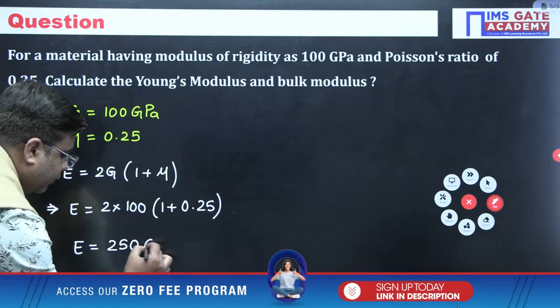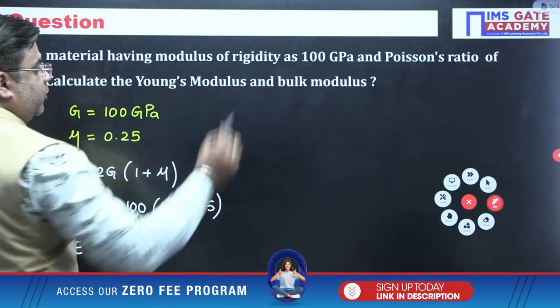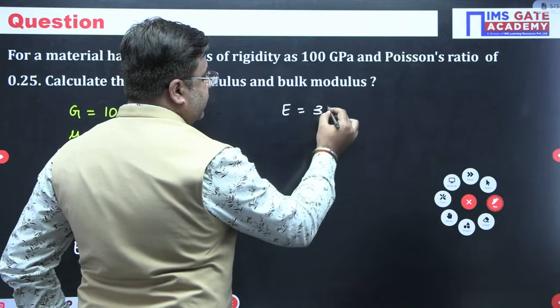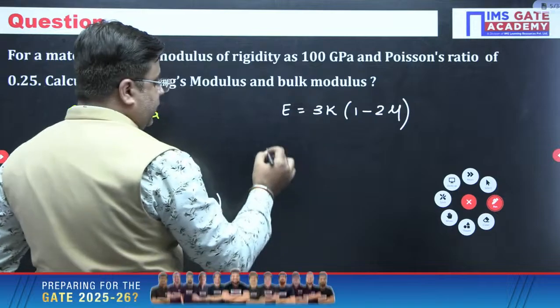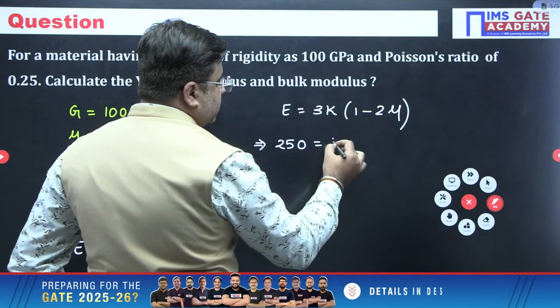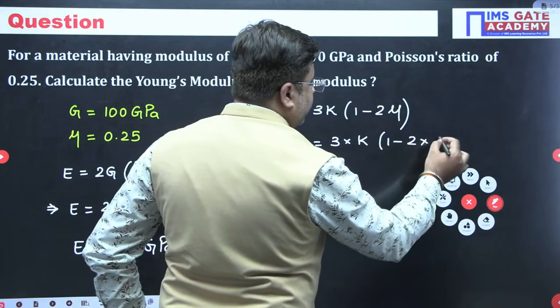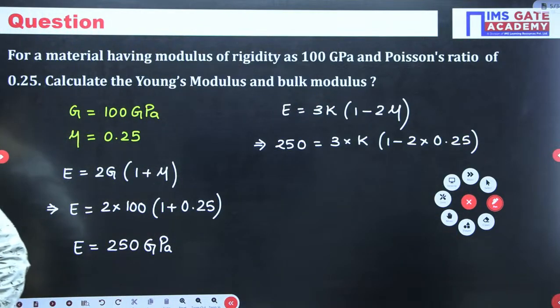Now you have to calculate the value of bulk modulus. So for bulk modulus, you can go with this: E is equal to 3K into (1 minus 2 mu). So E, you already calculated, 250 gigapascal. This is equal to 3 into K into (1 minus 2 into 0.25). Get me the value of K quickly. Please tell me the value of K.